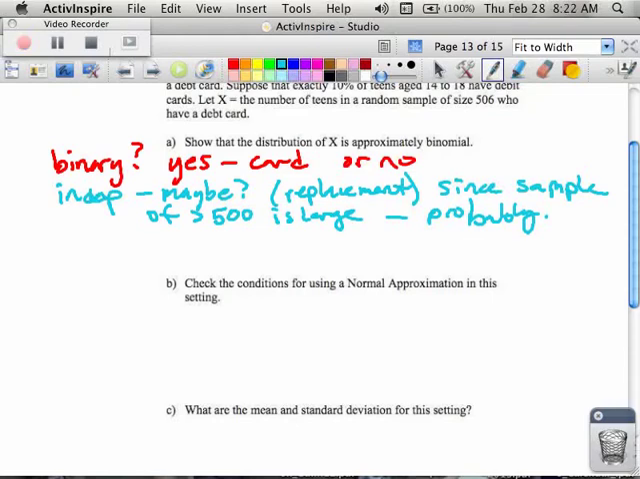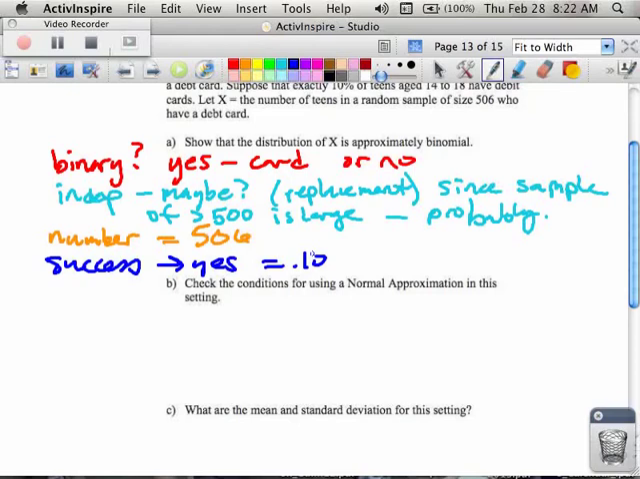So the next part is we're supposed to say something about the number. Did they define a number? Yeah, they did. They told us that the number was equal to 506, right? And then the last thing was, did they define the successes? Yeah, and the answer is yes, they said p was equal to 0.10, or 10% of the sample would have successes. So now we're going to check the conditions.